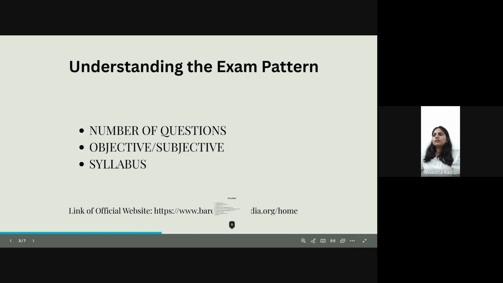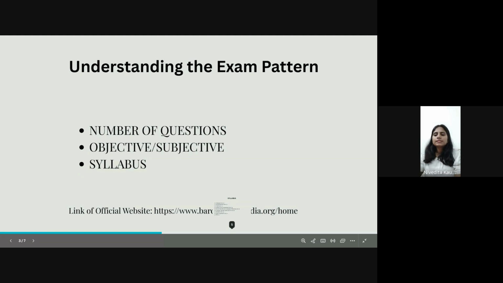Now, if we talk about the pattern of examination, it has 100 questions of 1 mark each. There is no negative marking in the AIB examination. The questions are objective in nature. You will have 100 questions from different subjects, and all of them will have some designated marks. You will have to find one answer from the 4 options.